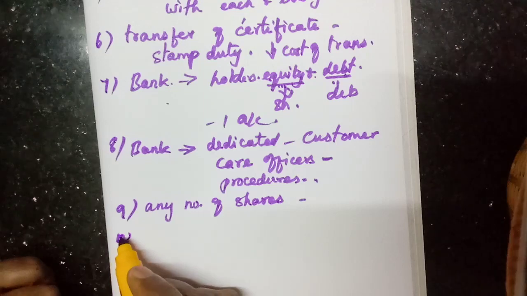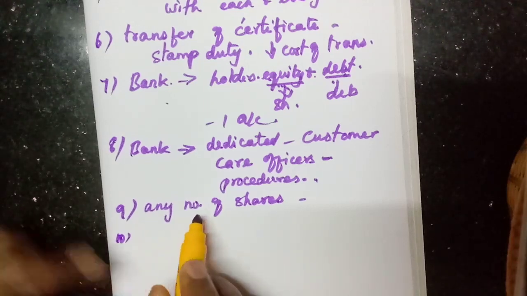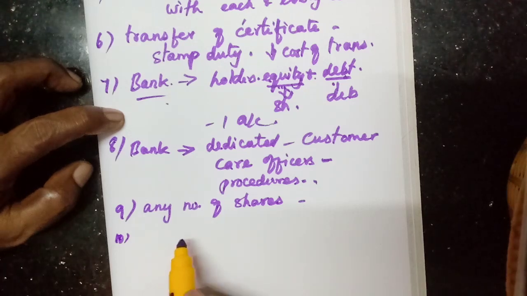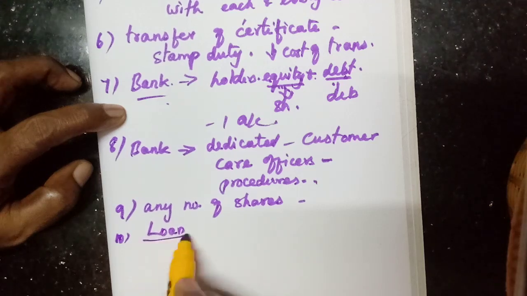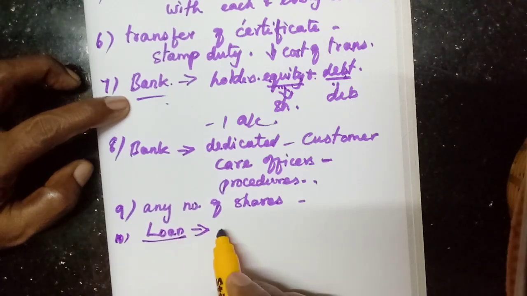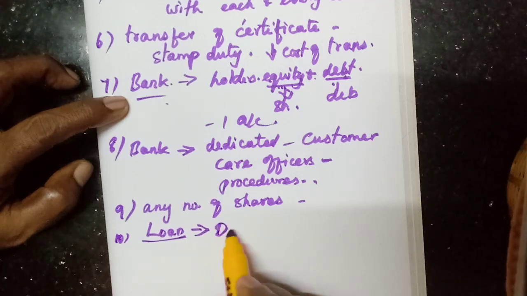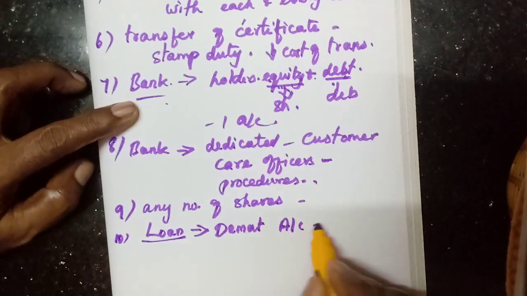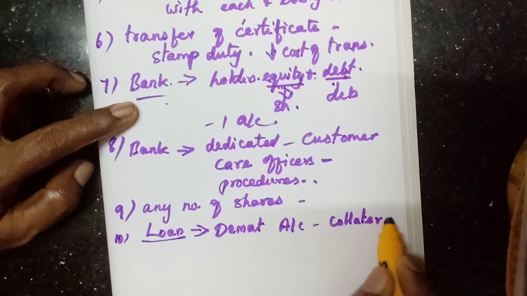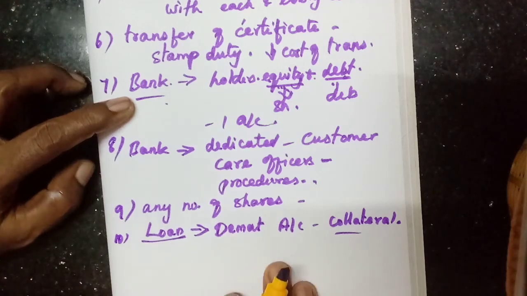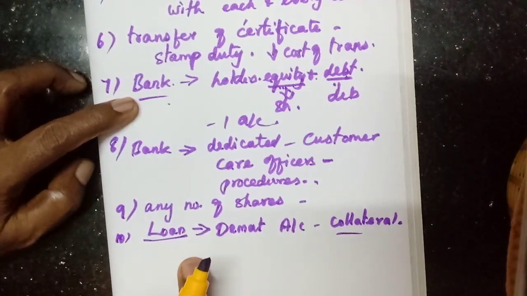The last one. Because it is related to a bank, if we deposit in a fixed deposit in a bank, we can get a loan, isn't it? As per the amount of the fixed deposit, we can ask for the loan. In the same way, this demat account also can be kept as collateral security, and we can ask for a loan from the bank. Have you understood now all these 10 points? These are the benefits. With this we will stop.